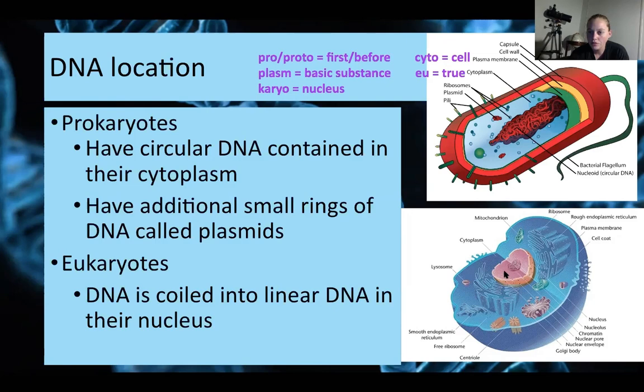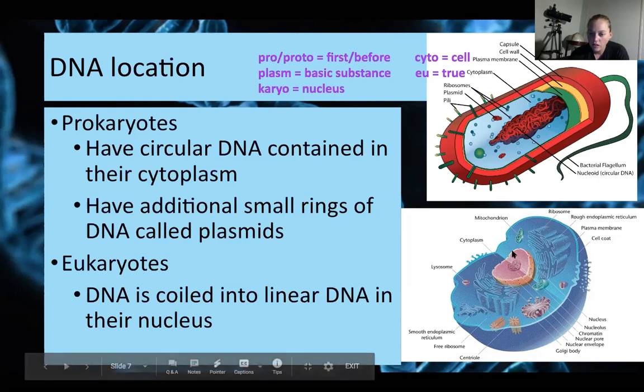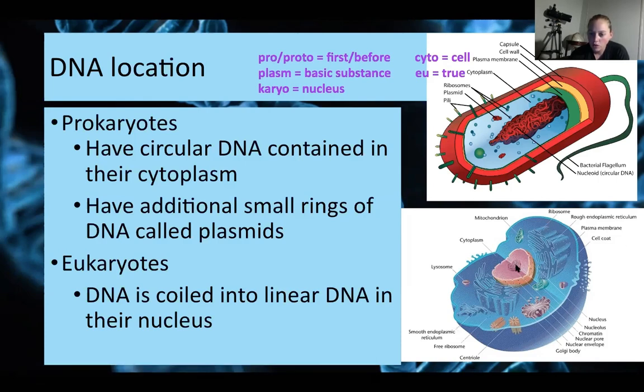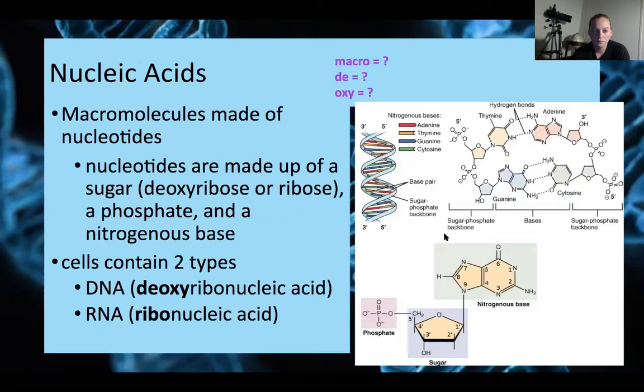Eukaryotes, eu means true, and karyo again means nucleus. So eukaryotes do have a nucleus to contain that DNA. So you can see here we have the cell, and we also have this inner bubble with the DNA inside, and that would be the nucleus where the DNA is held. And most eukaryotes are going to have linear chromosomes instead of circular ones.